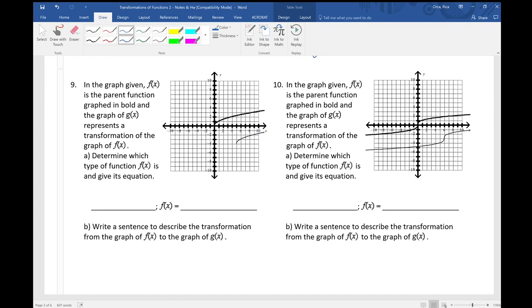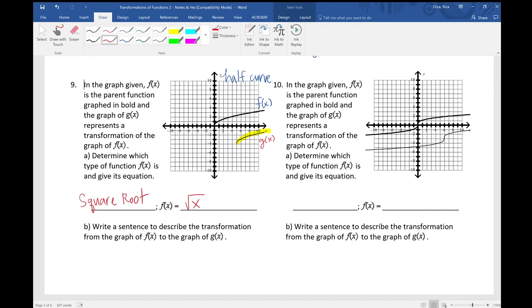Determine which type of function f of x is and give its equation. Well, we have a half curve. F of x is in bold, and the transformation is below. The transformation is g of x. So going back to f of x, a half curve is called a square root function, and f of x equals the square root of x.